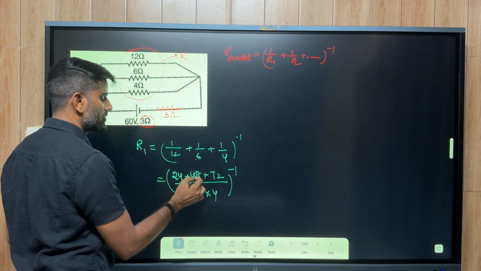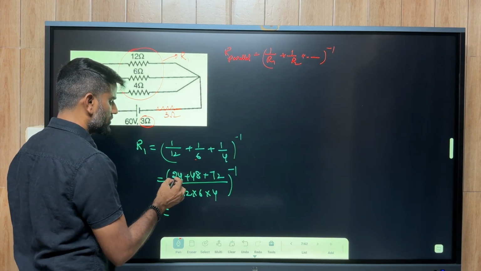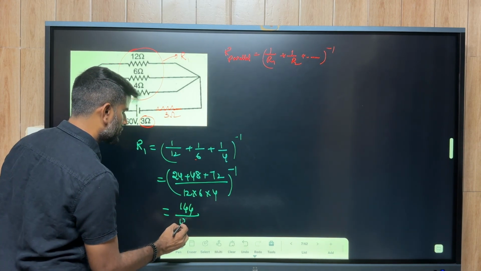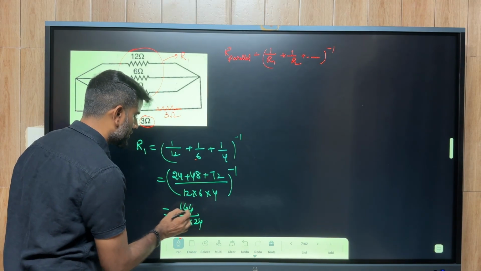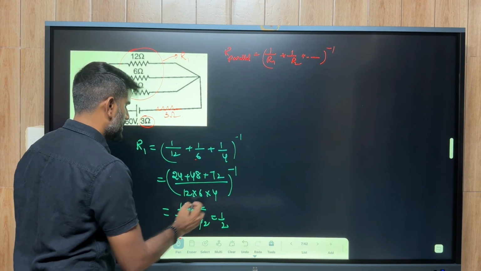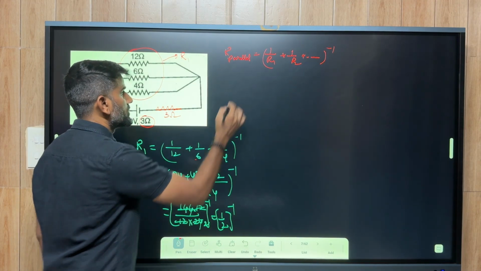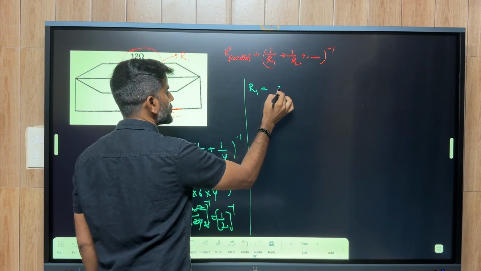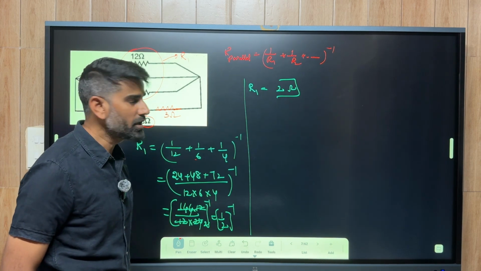40, 70, 110, 110 plus 8 plus 2, 120, 120, 144, 144 divided by 12 into 24. So this is 12 12s are 144, 1 by 2. As it has whole inverse, this R1 will be 2 ohms, as we have inverse here. Okay, R1 will be 2 ohms.